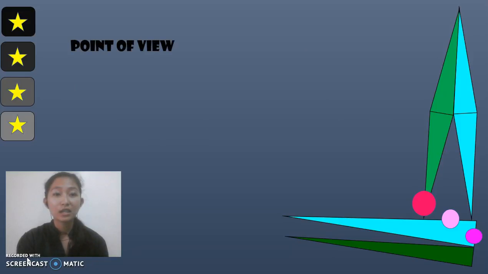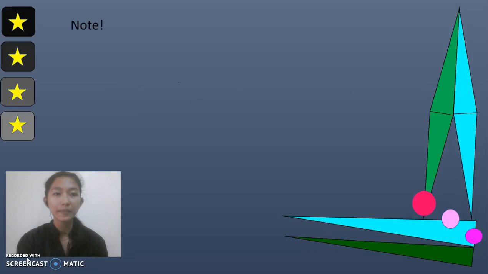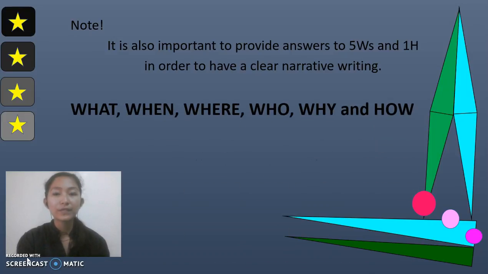Next is the point of view. Point of view is the person who is telling the story. It can be first, second, third person limited, or omniscient point of view. You have to take note that it is also important to provide answers to the 5 W's and 1 H in order to have a clear narrative writing. These are what, when, where, who, why, and of course, how.